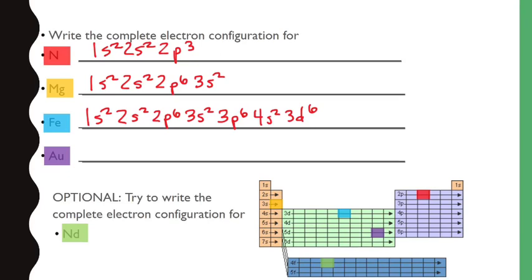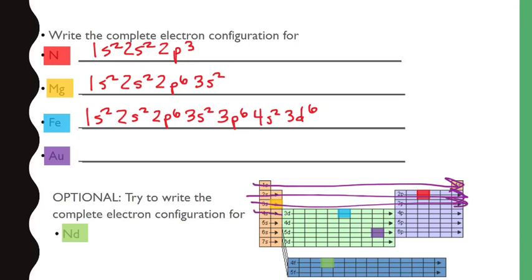Now, gold is all the way down here, Au. So this is going to be kind of a long one, but we just need to go, even though that's down in the 6th row, we're going to take it row by row. 1st row, 2nd row, 3rd row, 4th row, 5th row, and then most of the way across the 6th row. What I want to remind you about now is that when we get down to the 6th row, between the 6S and the 5D, we have to go through that 4F.